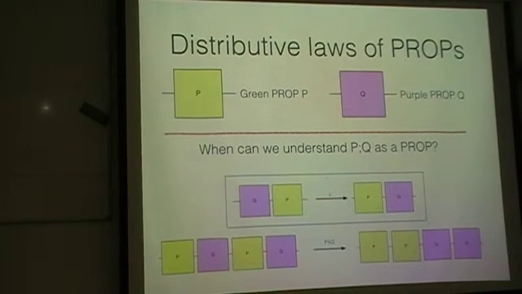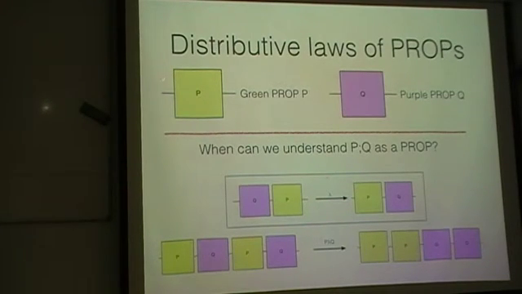So now I want to get to the point of why we talk about distributive laws. Well, it's all about putting props together. In the story we've seen so far, we've gone from one theory to another by constructing the more complicated theory from the simpler theory. So it's all about putting props together in interesting ways. And distributive laws are one way of doing this.